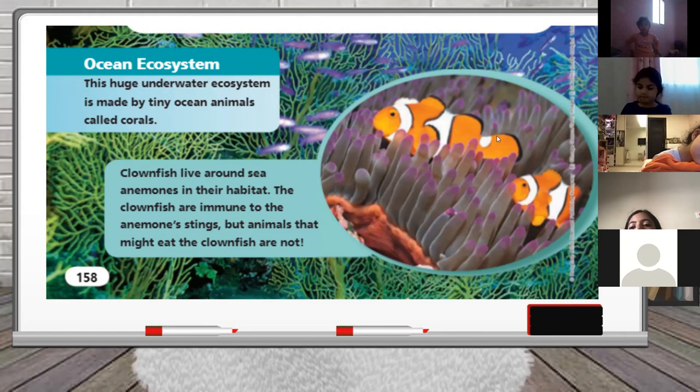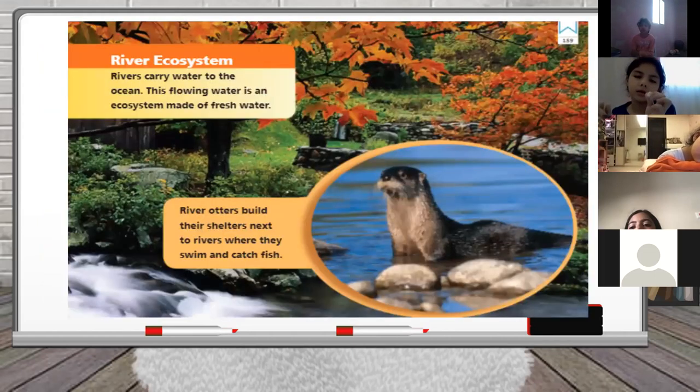What about this kind of fish? We call this fish a clownfish. The clownfish uses the animals so they can have it as a shelter. So when I tell you about the clownfish habitat, what is it? It is the animals, the sea animals. Why? Because this is the space where clownfish live. All right. Now, what about this picture?